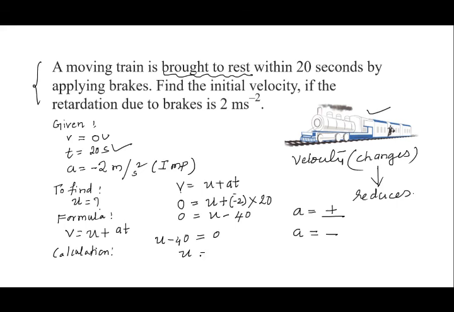Therefore u is equal to, taking this to the other side, if it is minus here, it becomes plus. So u equals 40, and 40 what? Meter per second. That means a moving train was having its velocity 40 meter per second, and then it is brought to rest, and its velocity becomes 0. The velocity slowly reduces at the rate of 2 meter per second for every second, which is minus 2 meter per second square, in time 20 seconds.